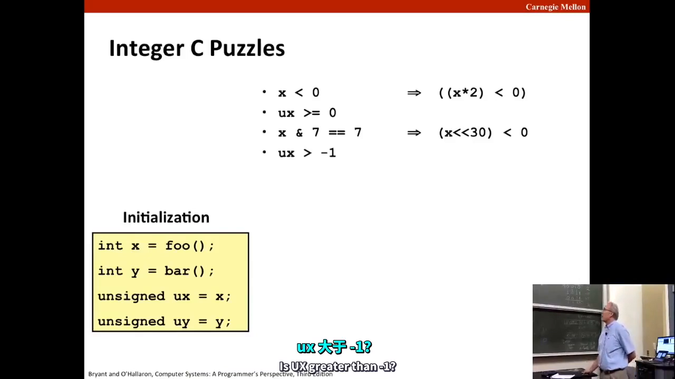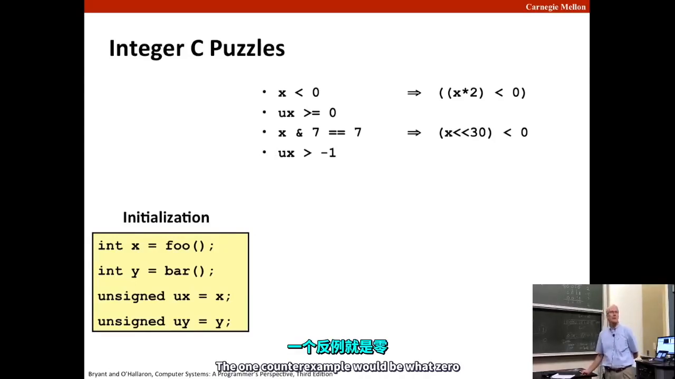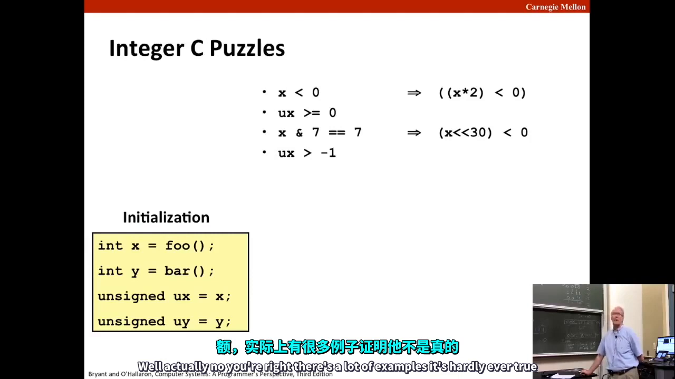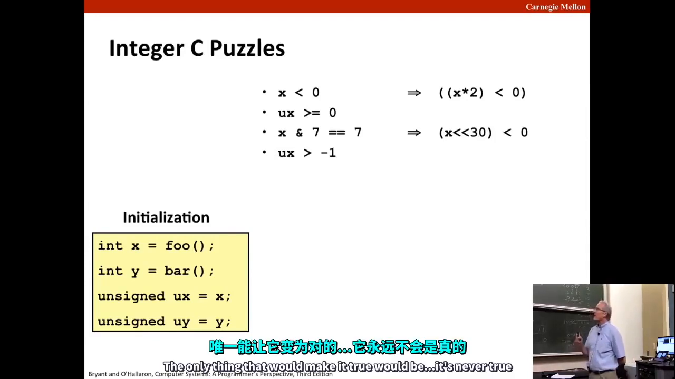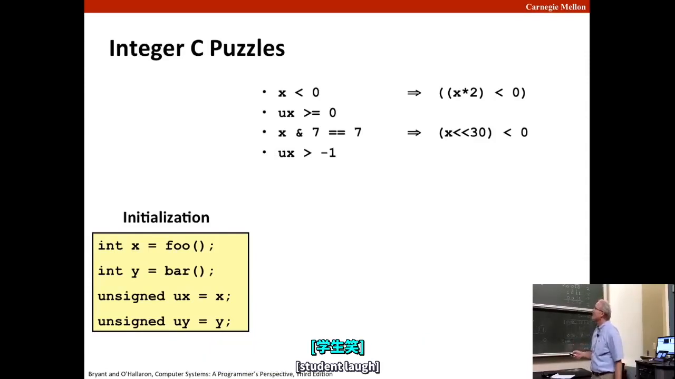Is ux greater than minus 1? It's almost true, right? The one counterexample would be what? 0. Well, actually, no, you're right. There's a lot of examples. It's hardly ever true. It's almost always false. I was wrong. The only thing that would make it true would be, actually, it's never true. Okay, so it's never true.